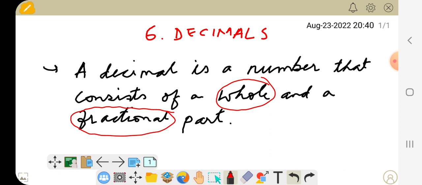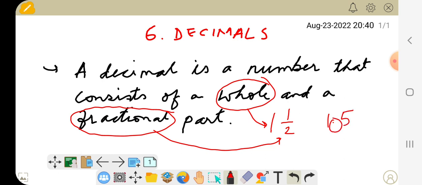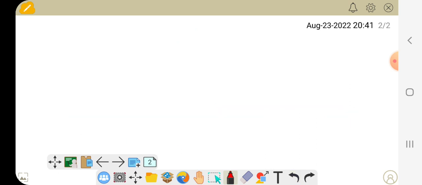Take an example, 1 1/2. So the whole is 1 and the fractional part is 1/2. So in decimal, how can we write it? We write it like 1.5. This small point is called the decimal point.